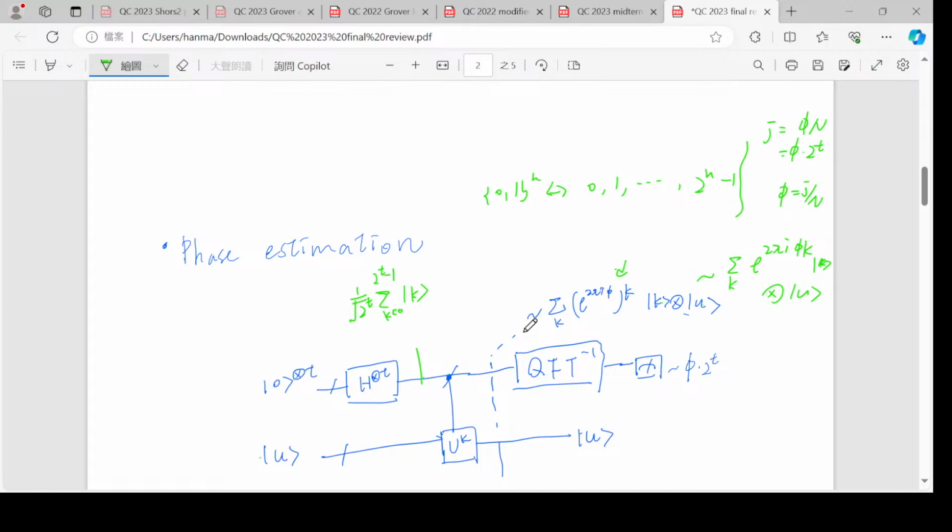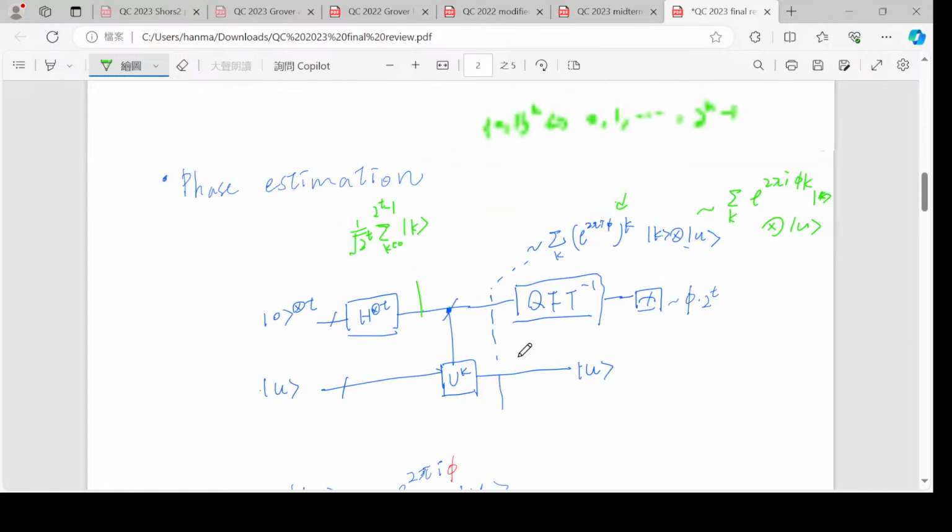If phi doesn't have this form exactly, then you will get a similar thing, but with some error. For now, we assume there's no error, and so what we get is phi times 2 to the t. That's the phase estimation. The point of using a larger t here is that you get more precision on your phi. Okay. Any questions so far?